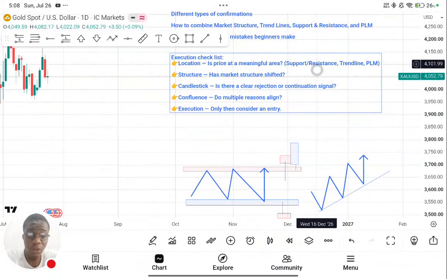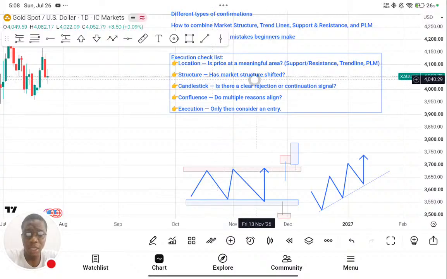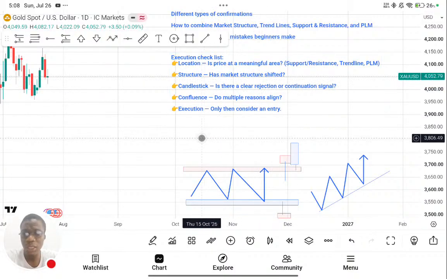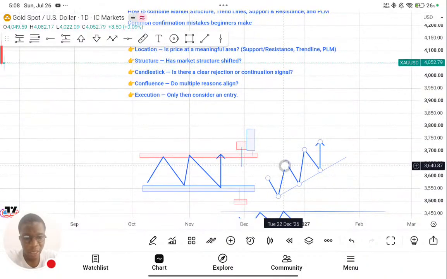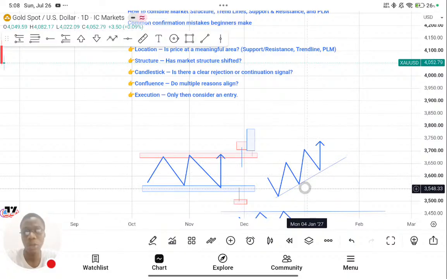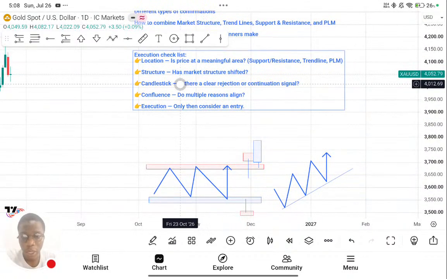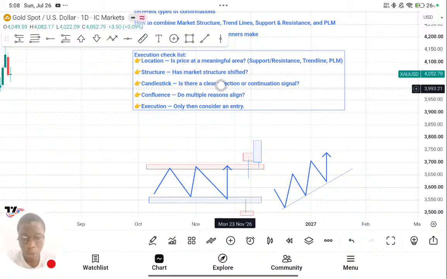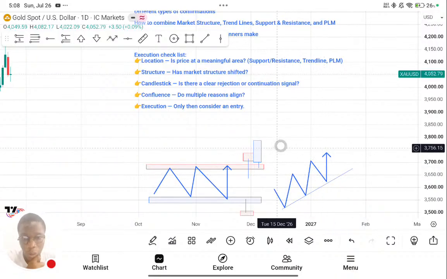After you've answered this question, the next question you want to be asking yourself is, has the market structure shifted? What is the market structure currently saying? This is where higher high, higher low, higher high, higher low. At this point, you know there is an uptrend, and then you start positioning for the buy from a higher time frame.